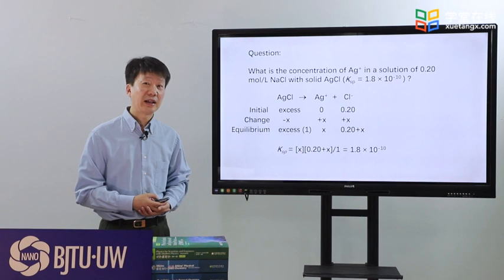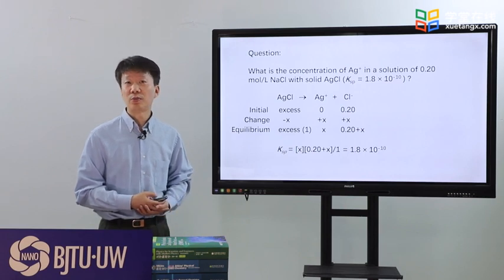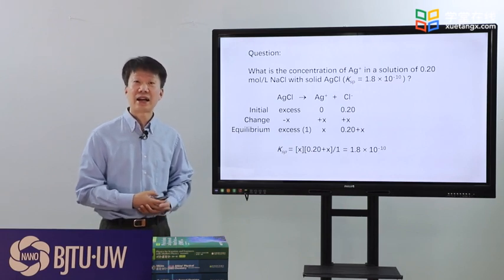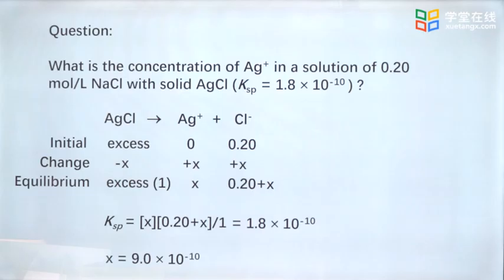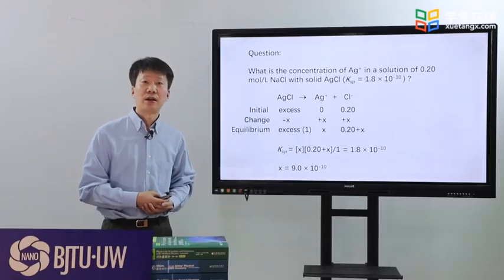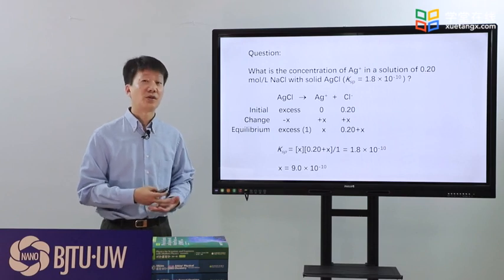For simplicity, X in the term 0.2 plus X is neglected. Then we have X, the solubility of silver chloride, as 9.0 times 10 to the minus 10, very low. The chloride ion from the sodium chloride suppresses the dissolution of silver chloride.